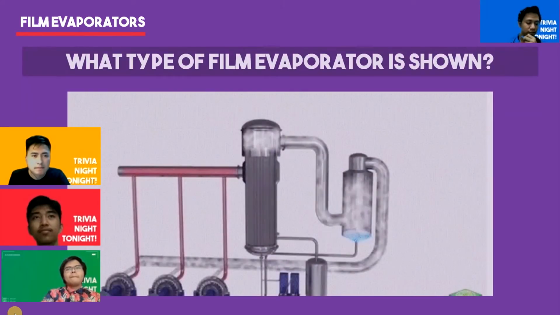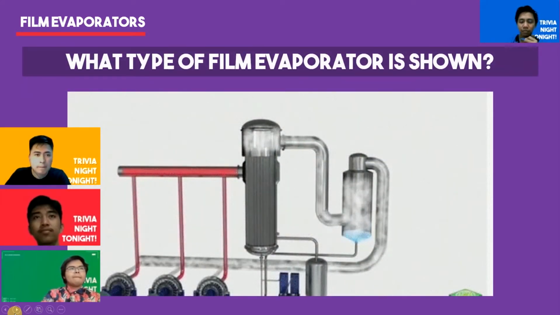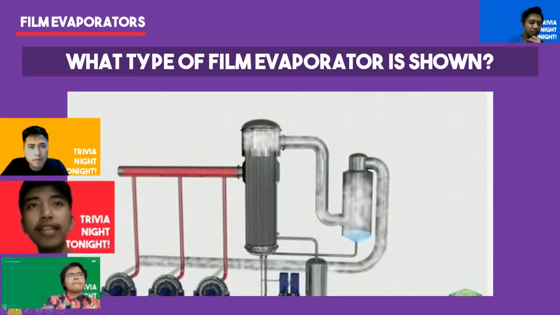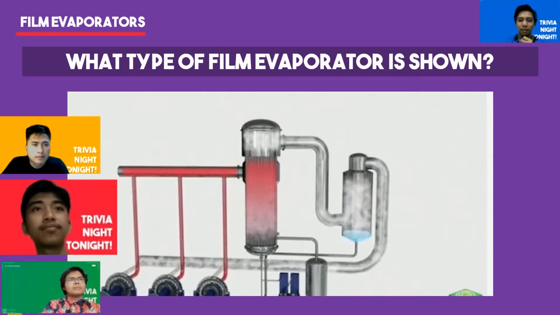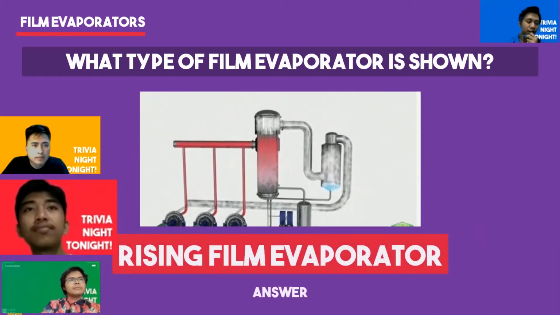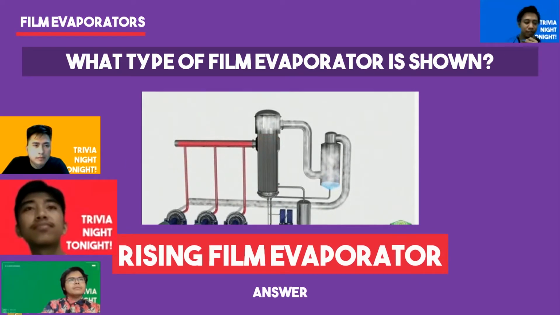For the next question, what type of film evaporator is shown below? Yes, Oliver. Rising film evaporator. And the correct answer is rising film evaporator. For a bonus point, can you explain why?